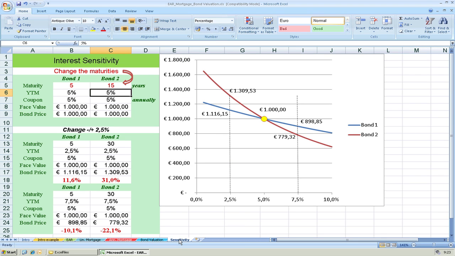And we also learned that if you have a longer maturity, you're more interest rate sensitive. For instance, this is the problem with all Dutch pension funds nowadays. They have these very long maturity investments, and if there are slight changes in the interest rate, because they're very low now, they run into trouble.